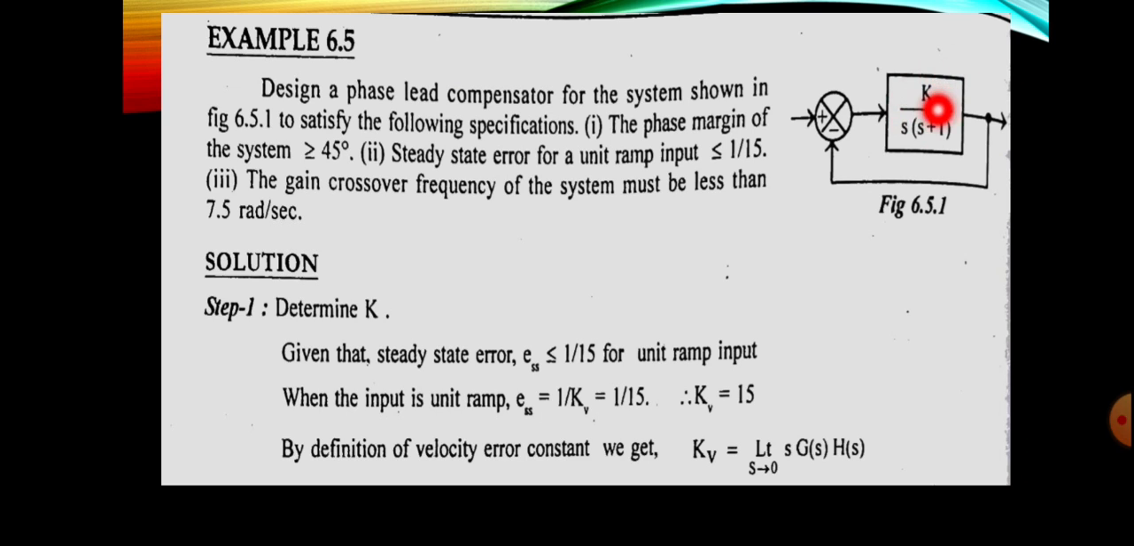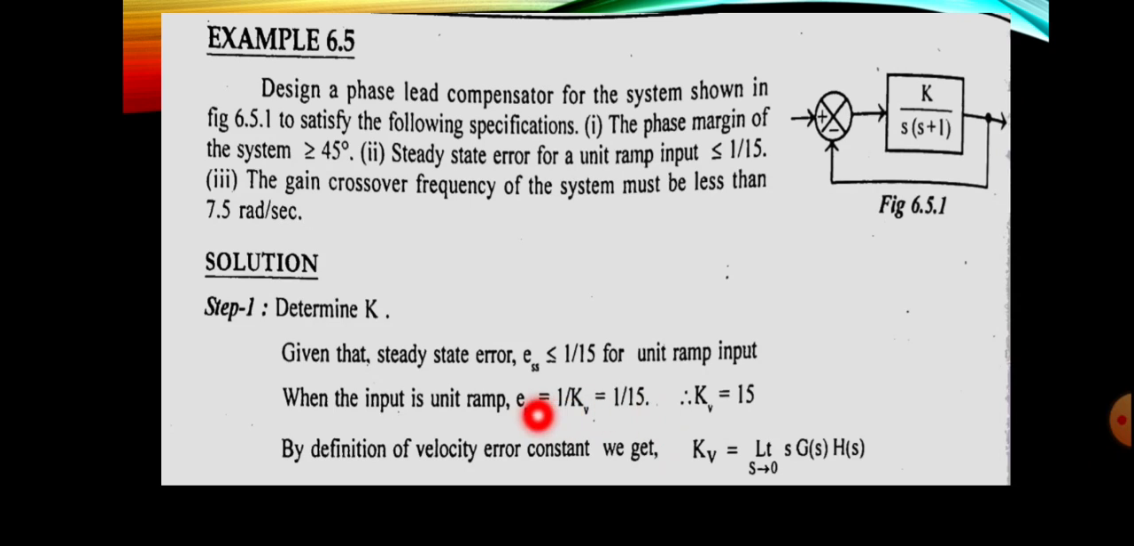Here we have to find the value of k which satisfies the condition that steady state error for the unit ramp input is less than or equal to 1 by 15. So the first step is determination of k. For a ramp input function, steady state error ESS will be equal to 1 by kV, and that will be equal to 1 by 15. So kV will be equal to 15.